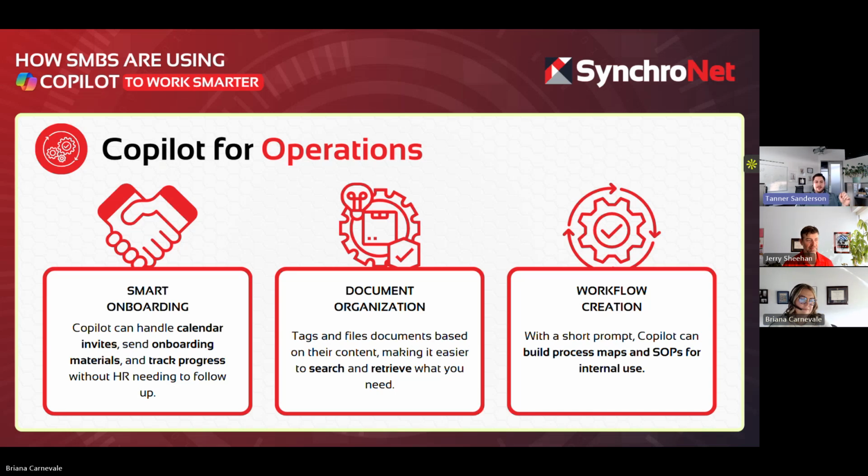We highlighted three options here that really help with operations: smart onboarding, documentation organization, and workflow creation. For onboarding, it can schedule calendar invites and put together onboarding materials for the organization. And like I said earlier, instead of Googling or looking through your email for Bob, you can just ask, hey, retrieve the information that I need, and it'll go through and retrieve everything, versus manually combing through everything trying to find that simple information.